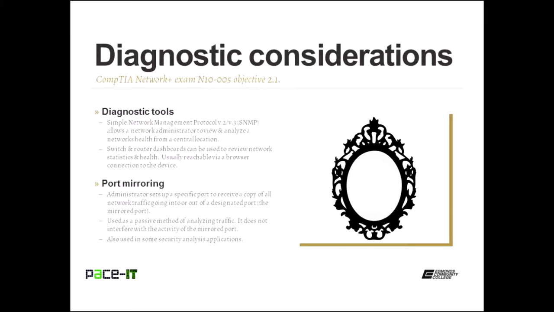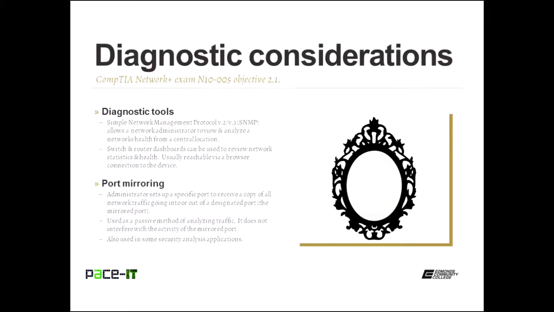That's SNMP2 or SNMP3. Why don't we talk about SNMP1? Well, because it's not secure. Version 2 and version 3 are secure. Now, SNMP allows a network administrator to view and analyze a network's health from a central location.